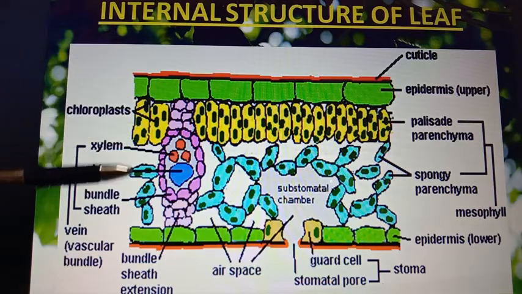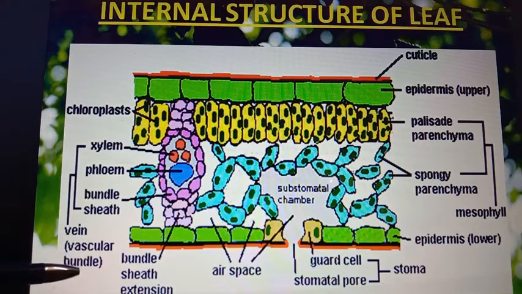And in the mesophyll layer, vascular bundles are present, which contain xylem and phloem. Xylem mainly transports water and minerals. Phloem mainly transports the photosynthetically manufactured food.